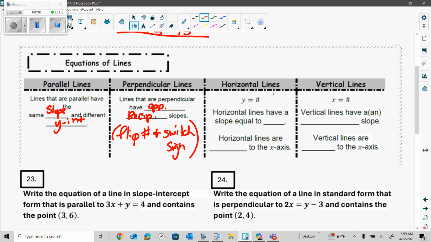Horizontal, make sure we have this memorized. They do this a lot. It's always y equals a number. So an example, y equals 3 or y equals -5. Those are horizontal lines. You have to remember the slope will always equal 0, and horizontal lines are parallel to the x-axis on the coordinate plane. Then we have vertical lines. This is when the slope is undefined, and they are perpendicular to the x-axis. They like to talk about that characteristic a lot.